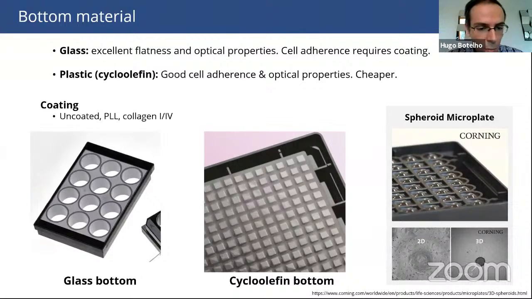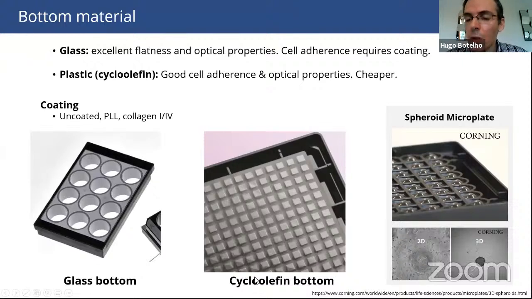The choice of the bottom material of the plate is also important, as you know from the previous talks. Glass is always a great choice because it's flat and has great optical properties, but for you to culture cells in these plates, you need to form some sort of coating on the glass. To compensate for this, there are also plates which have very thin plastic polymers at the bottom, with similar optical performance to glass that are cheaper. And cyclo-olefin is one of the most common polymers for this usage.